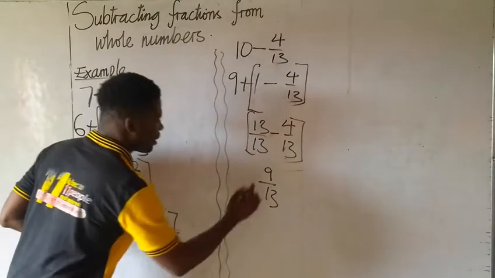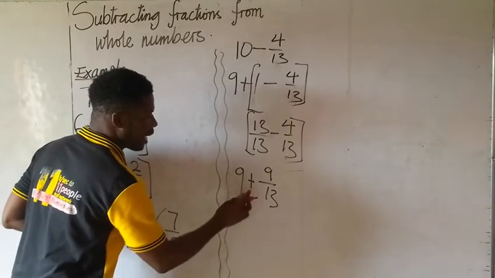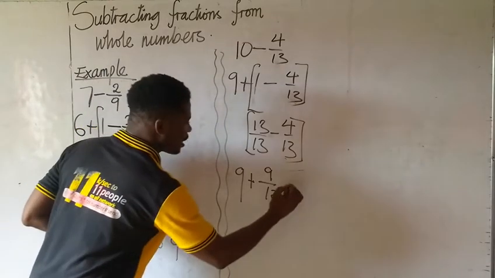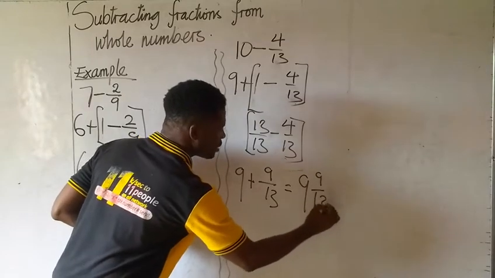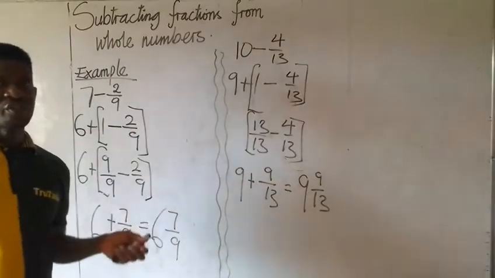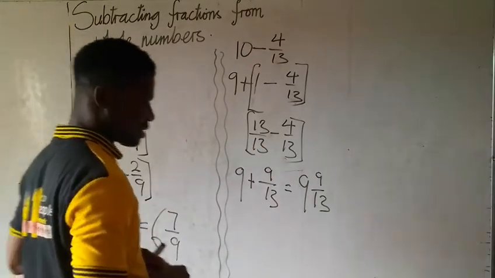Lastly, bring down your plus sign and then your 9 whole number. So that our answer will be what? 9 plus 9 over 13 is equal to what? 9 whole number, 9 over 13. Very simple. Correct? Good.